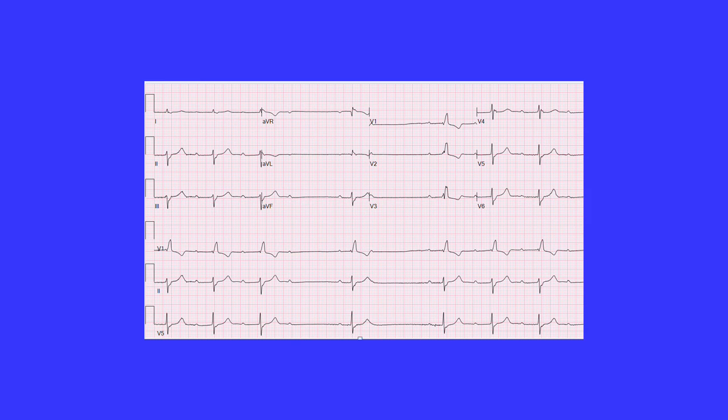This EKG shows a Mobitz type 1 block where the PR interval prolongs in each successive beat until there is a dropped beat, and is known as a Wenckebach phenomenon.